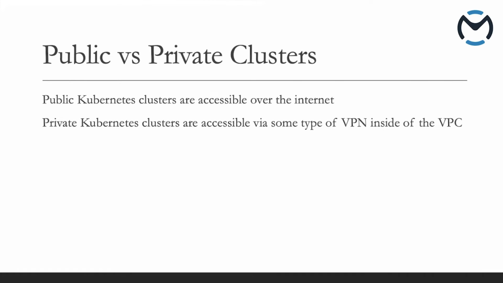So for example, I'm on my Mac right now and I'm not hooked up to a VPN or anything. If I was able to reach out to a Kubernetes cluster from here, from my Mac without any VPN, that would mean the Kubernetes cluster is public. A private Kubernetes cluster is really only accessible inside of the VPC. And if you're working from home, for example, most likely you've got some type of VPN set up.